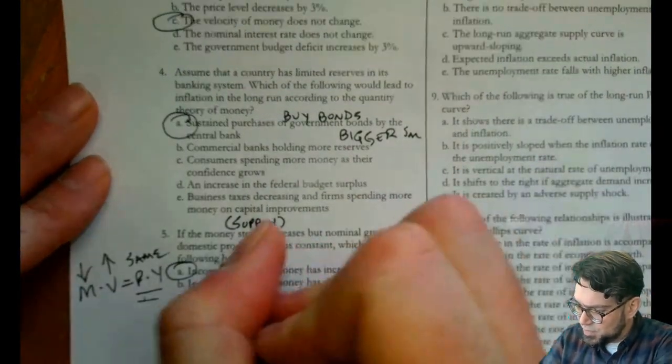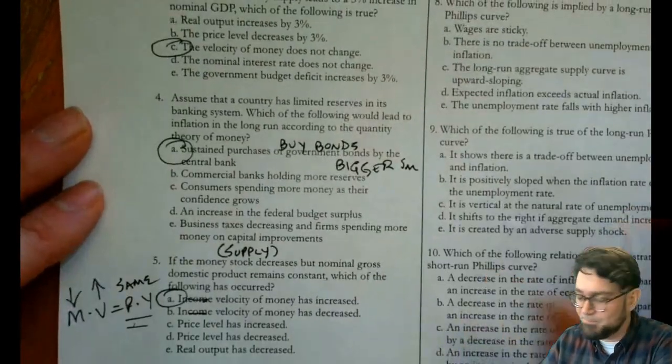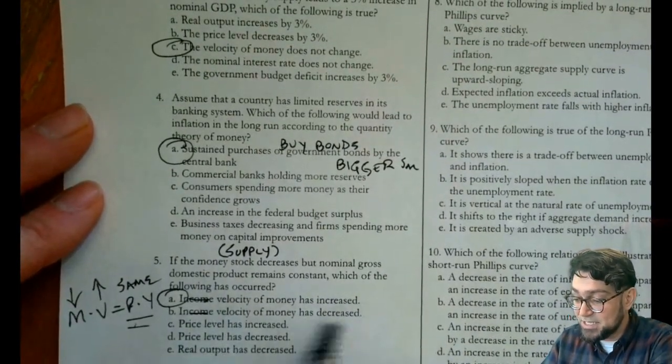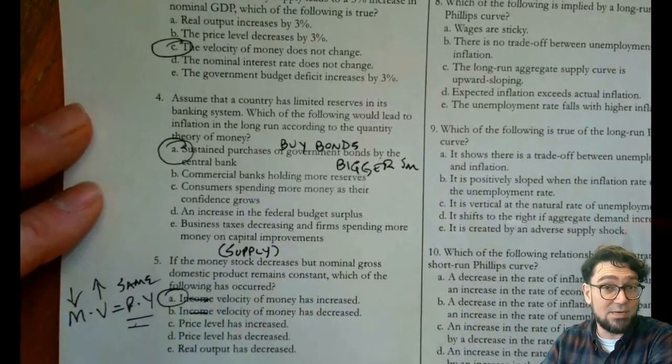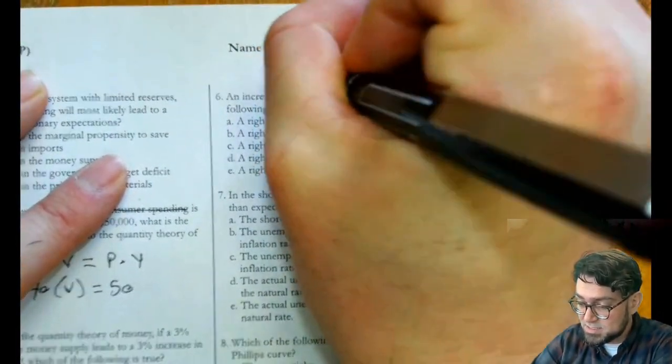Don't worry about this income velocity. Sometimes you're going to see it described that way. It's really just the velocity of money. So the velocity of money has increased because that's the only way you can get P times Y to be the same value. Number 6, an increase in input prices, which are resource costs, right?